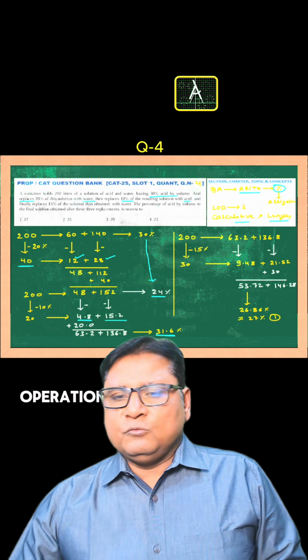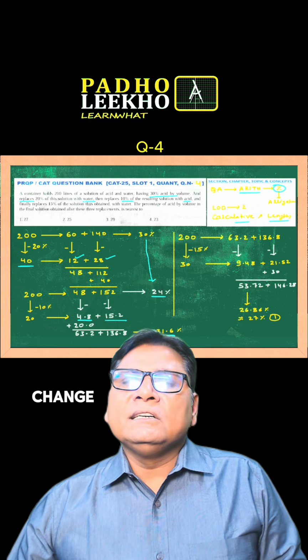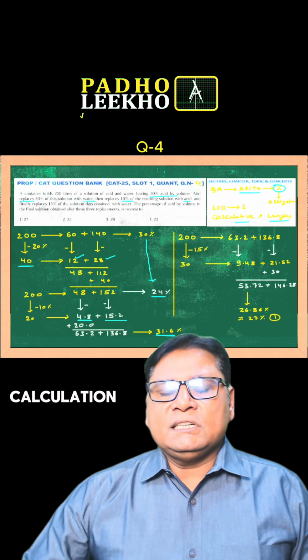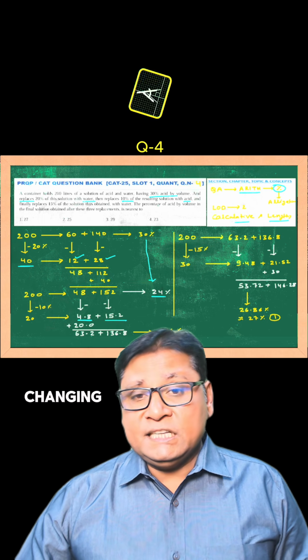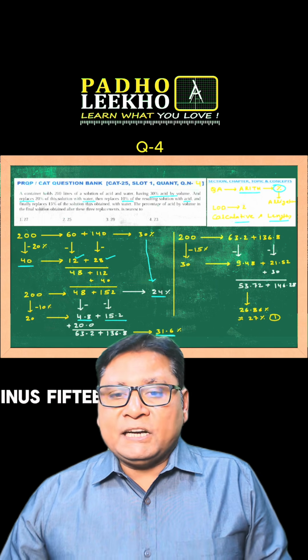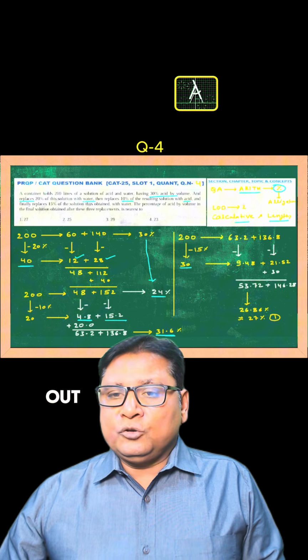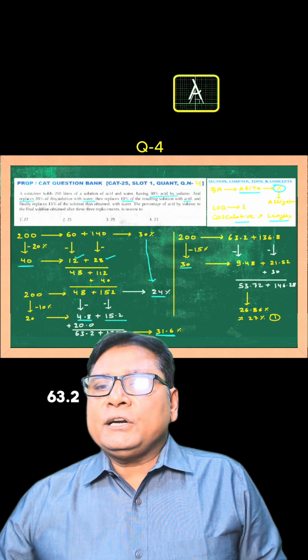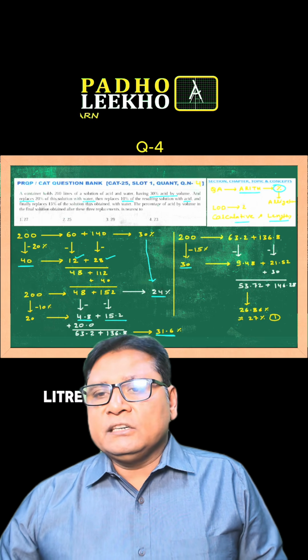Next operation. The volume of course remains constant, so the calculation is a little easier. If the volume is changing, then it is a bit more calculative. 200 liters minus 15%, again 30 liters we have to take out. Now acid is 63.2 liters and 136.8 liters is water.